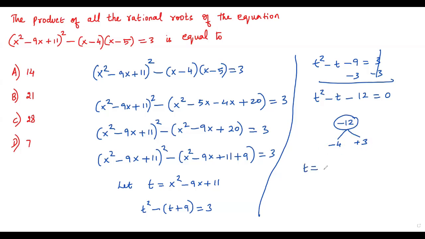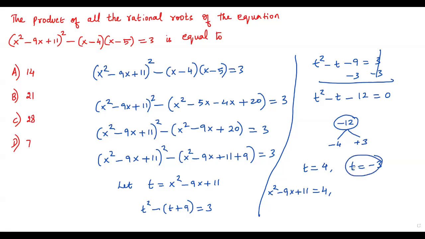Now we can get the two values of t from these two factors. To get the first value of t, I have to change the sign over here, then I'm getting positive 4 as the first value of t. To get the second value of t, I have to change the sign of the second factor. Already it's positive, when I change the sign it will become negative. So now I got two values for t: t = 4 and t = −3. Okay, now we can plug in the original stuff x² − 9x + 11 for t over here. Then I'm getting x² − 9x + 11 = 4.